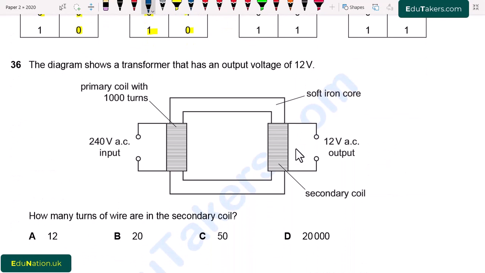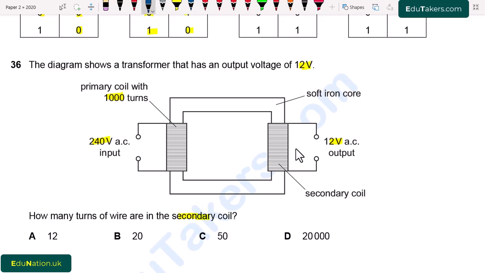Question number 36. The diagram shows a transformer that has an output voltage of 12 volt. So here is a transformer whose output voltage is given as 12 volt. The number of turns on the primary coil is 1000 while the input voltage is 240 volt. How many turns of the wire are in the secondary coil? So here we have to find out the number of turns in the secondary coil.